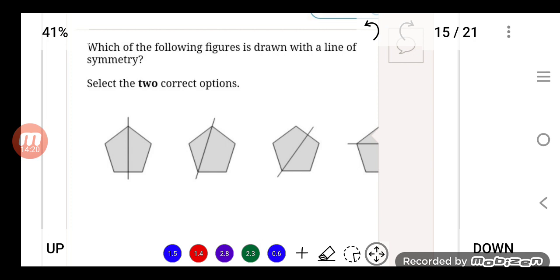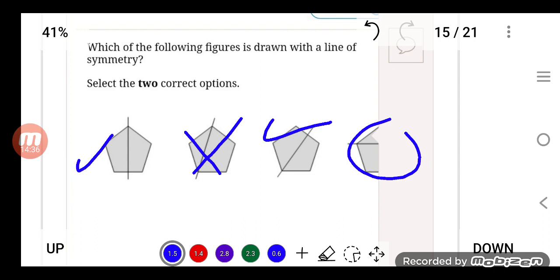Which of the following figures is drawn with a line of symmetry? With a line of symmetry. First one, this is correct. This is line of symmetry. And this one it is line of symmetry. This is not line of symmetry. And here it's unclear, so let's leave it.